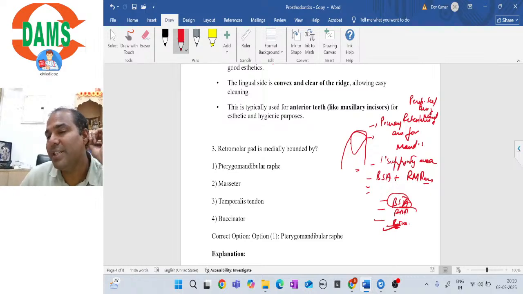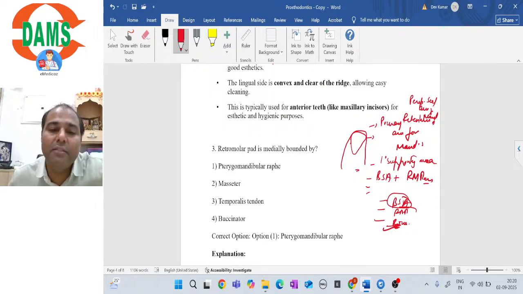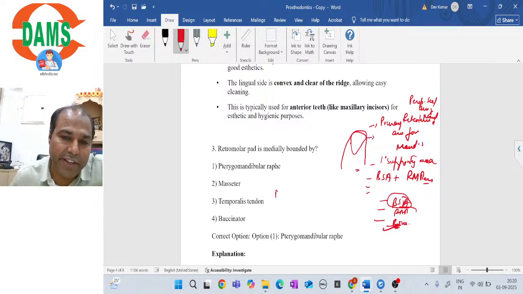but even in highly resorbed ridges, the buccal shelf area and the retromolar pad remain as such, they don't resorb. That's why, seeing all this, even the retromolar pad is now considered a primary supporting area along with the buccal shelf area. But if the options are single and there is nothing like all of the above or both of these, the best answer still will remain buccal shelf area as the primary stress bearing area.